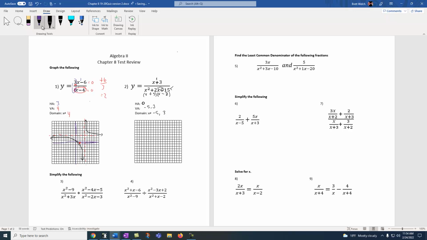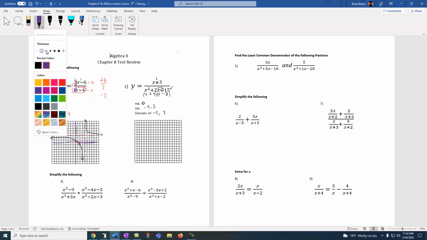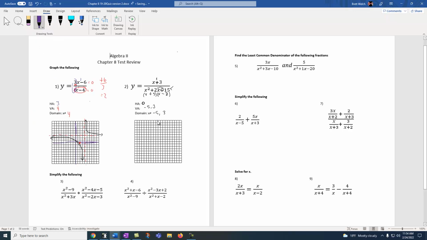So now let's grab a different color. Let's make it a little bit thicker. Get my two axes in here drawn.